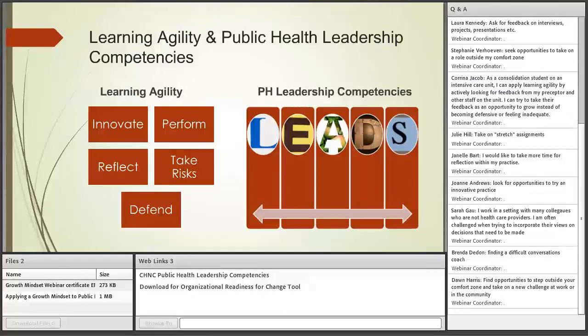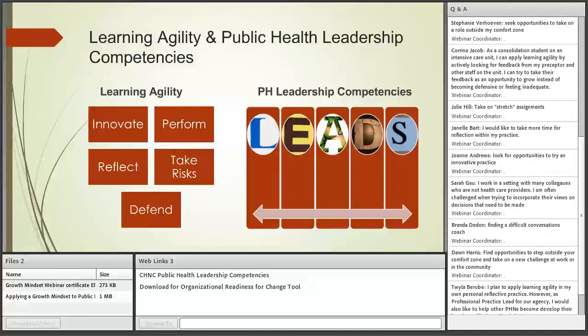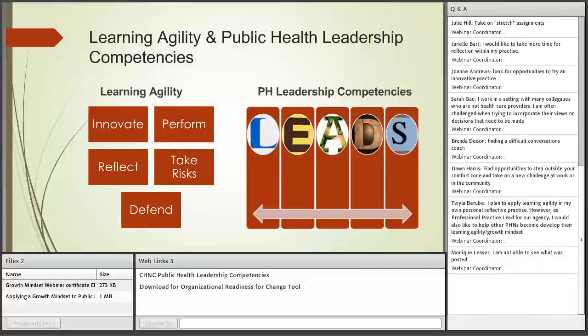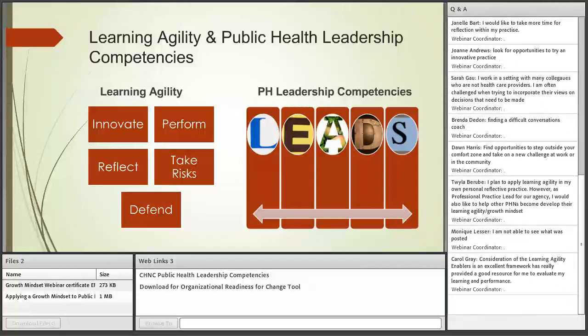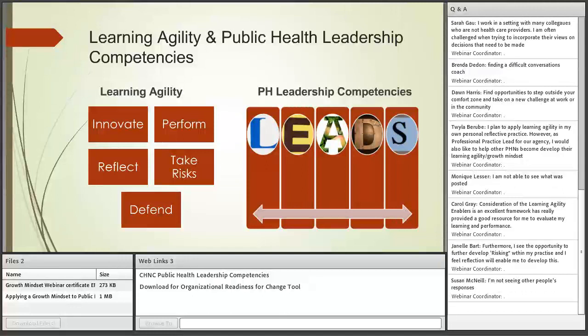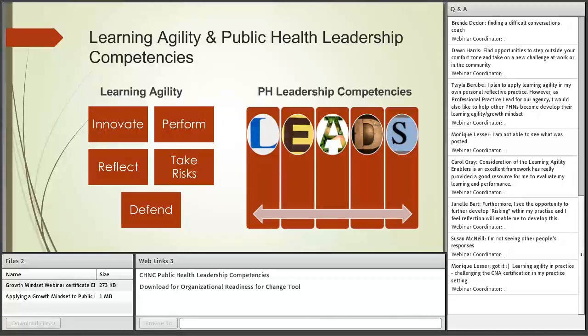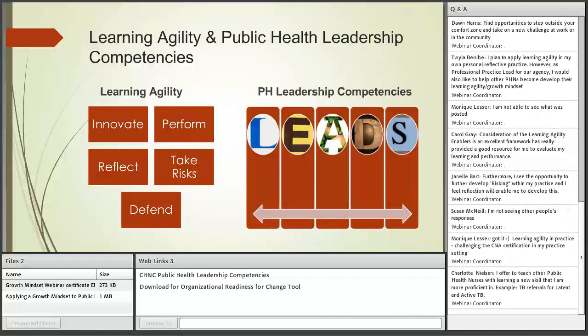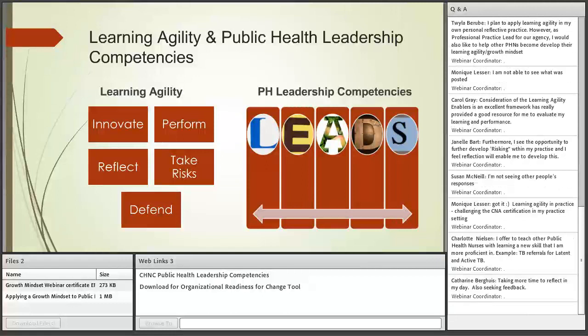And then you have defend, the last component of learning agility. And that is, again, connected to the public health leadership competencies, the LEADS framework, under Lead Self, the L part. And defending is really about being open to listening and seeking feedback, not just when feedback is given to you, but actually going out and looking for feedback. So if you do look for that feedback to improve, then you're not being defensive. And that's a key component, and that links into, of course, the leading self part of the public health leadership competencies.